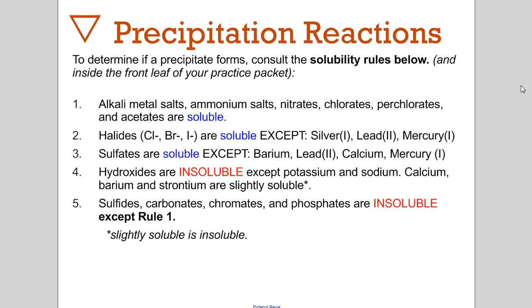To determine if a precipitate forms, we'll consult our solubility rules, and here they are again. These match what is inside the front of your practice packet. But what I emphasize is you closely understand the first rule here. Most of what we do will come from this first rule. We will also need to know the exceptions to halides, sulfates that are soluble, and then their exceptions. The fact that hydroxides are insoluble except for potassium and sodium hydroxide. When we say something is slightly soluble, it's essentially insoluble. Sulfides, carbonates, chromates, phosphates are insoluble unless they're bound to something from Rule 1.